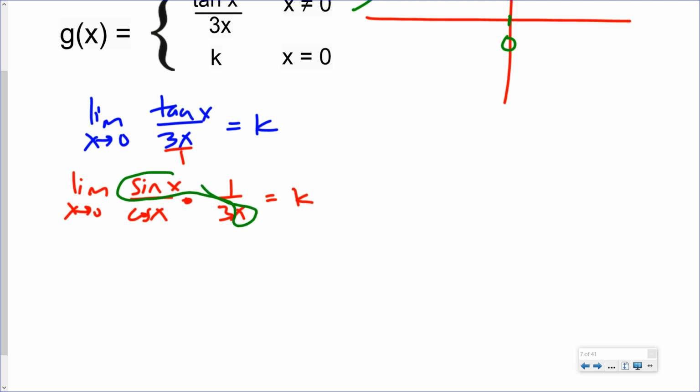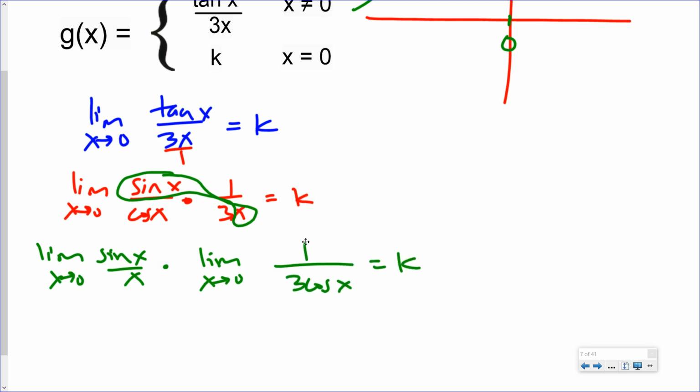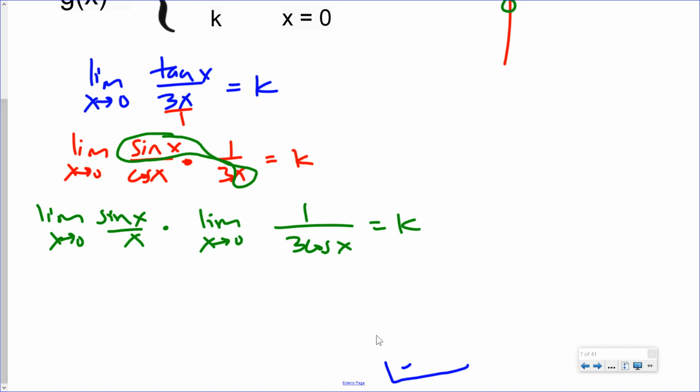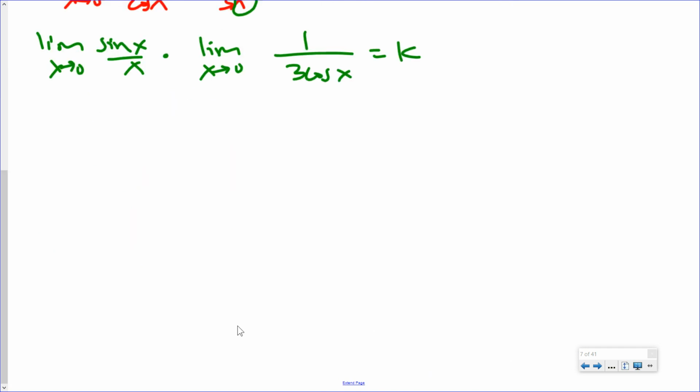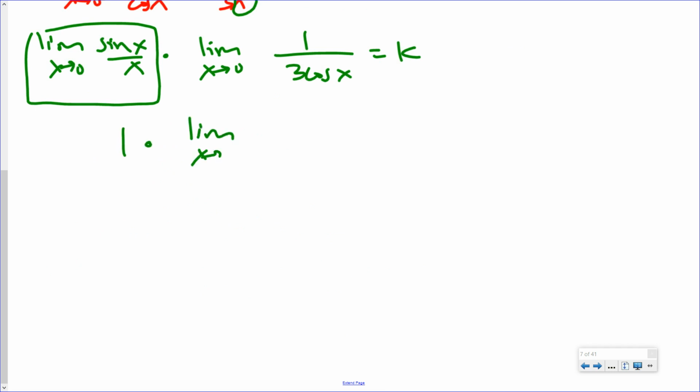I've got the sine x over x. And if I know limit properties, then this is equal to the limit of sine x over x times the limit as x goes to 0 of 1 over 3 cosine x equals k. You guys following so far? Something really nice happens because I know what this is. I've memorized it. What is that? 1, times the limit as x goes to 0. Well, let's just plug it in. If I plug in 0 here, what's cosine of 0, guys? 1. So do you see that's 1/3? So what's your k equal to?